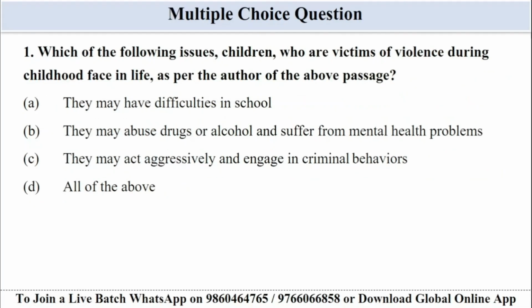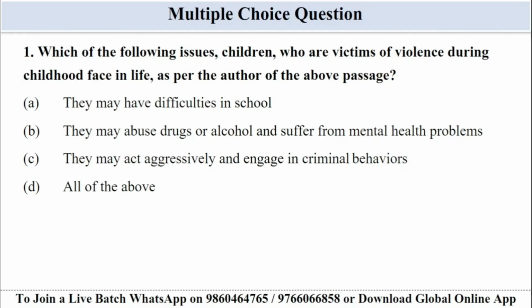Which of the following issues do children who are victims of violence during childhood face in life, as per the author of the above passage? The options are: they may have difficulties in school, they may abuse drug or alcohol and suffer from mental health problems, they may act aggressively and engage in criminal behavior. And option D is all of the above.